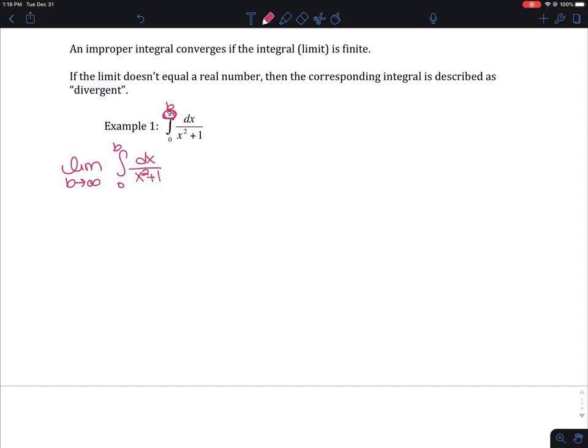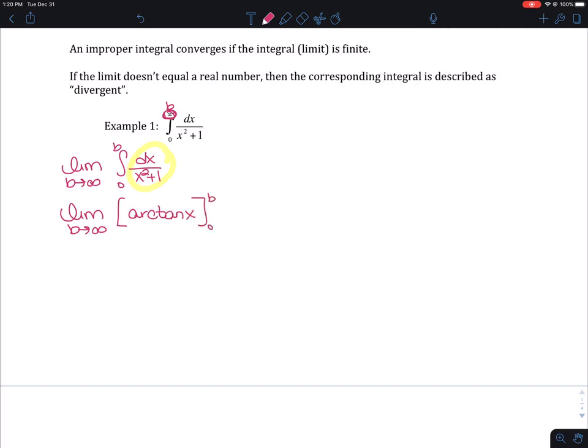Now you're just going to evaluate this antiderivative as if you had a value for b. Well, we know that any antiderivative that has no x in the top other than dx and just an x squared plus 1 on the bottom is arctangent. So this is not a u substitution, this is arctan. So the limit as b approaches infinity, we're taking the antiderivative of dx over x squared plus 1, which is arctan of x, and we're evaluating this from 0 to b.